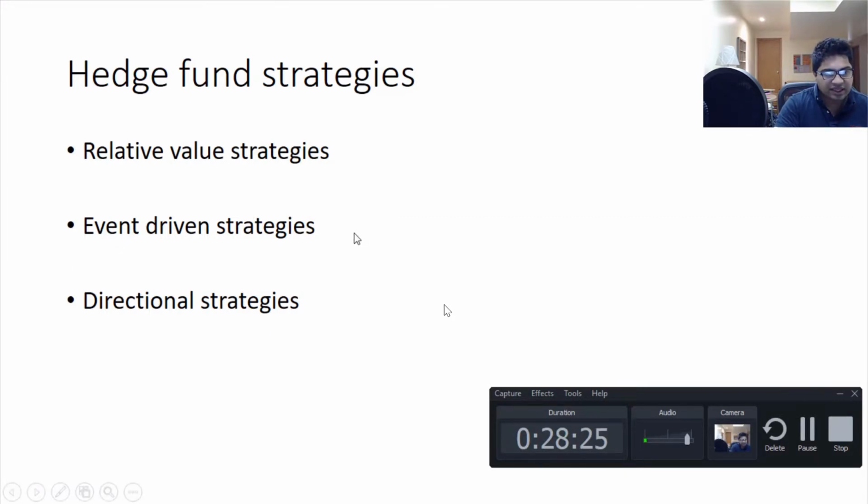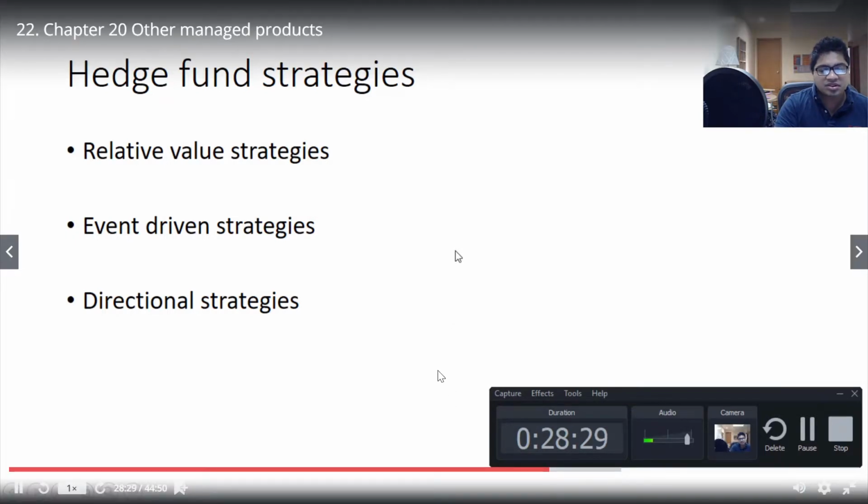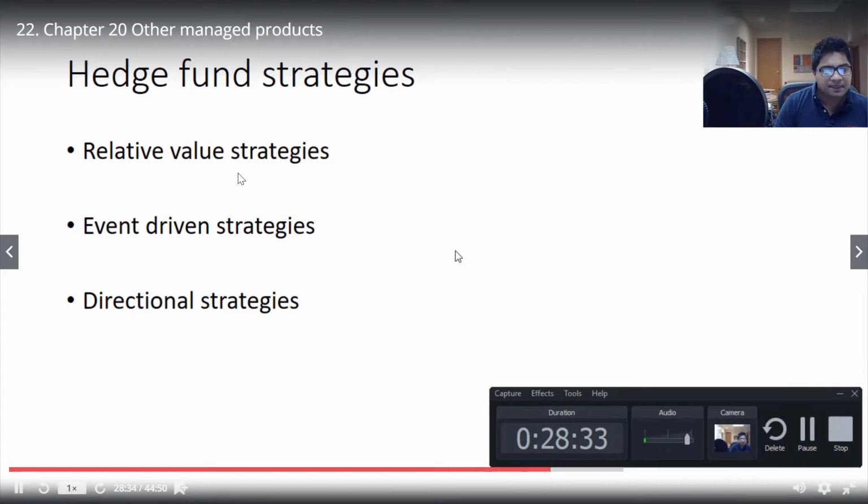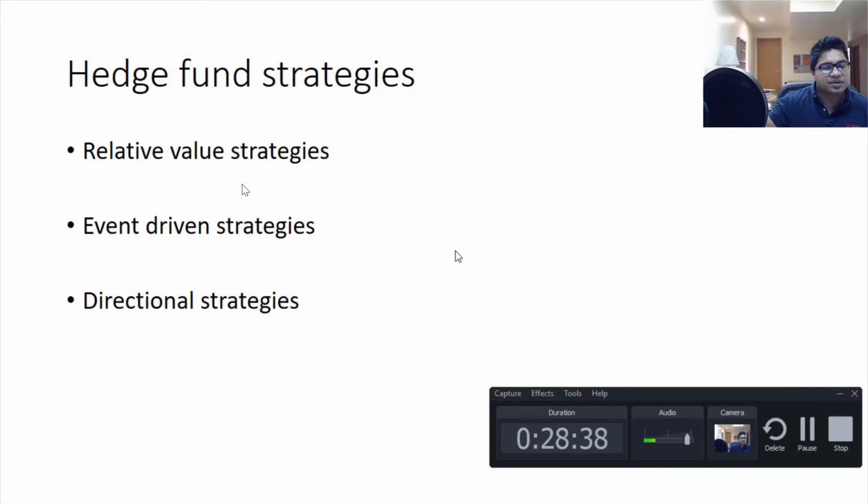Event driven strategies are generally done on particular events like mergers and acquisitions. For example, if an acquisition is happening, so A company is buying B company, as a hedge fund manager, you will buy the target shares, B company shares, because generally after mergers, the target shares appreciate. So it is based on mergers and acquisitions or any other corporate actions.